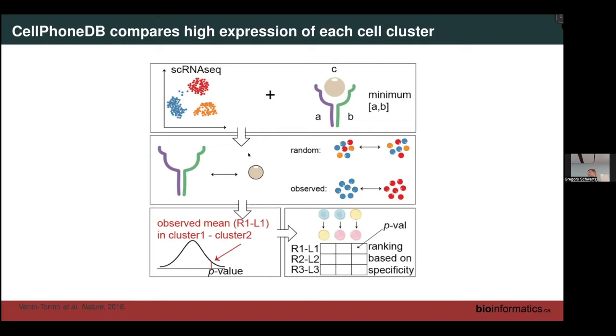To see whether it's statistically significant or not, they basically do a permutation test. Well, they will randomly shuffle the cluster assignments to each one of these cells and see whether their observed mean is larger than what they would get from that shuffle. And if that null distribution of the shuffle is much, much smaller than the observed, then we know that that's probably going to have a very low p-value. It's probably statistically significant that these two clusters are communicating with that particular ligand receptor pair.